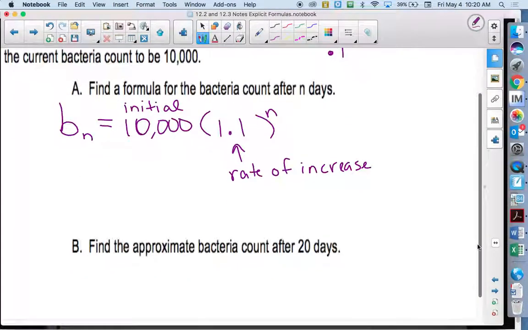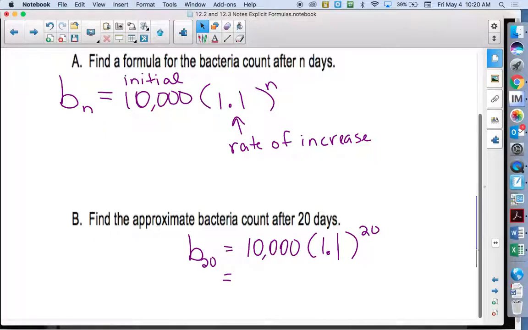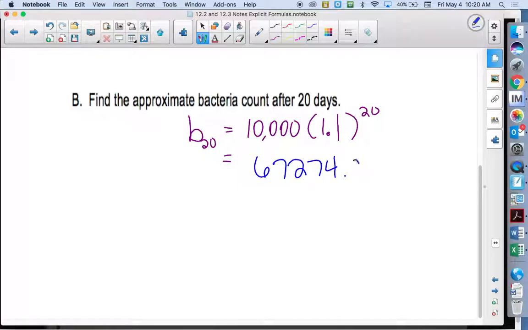So then for part B, find the approximate bacteria count after 20 days. So take our formula. I guess technically we should have a little 20 here because it's the 20th term, 20th day. Sam, do you have a calculator out? No, it's all right. This is going to help you. Is it 67274.99949? So we could probably say 67,275 bacteria.